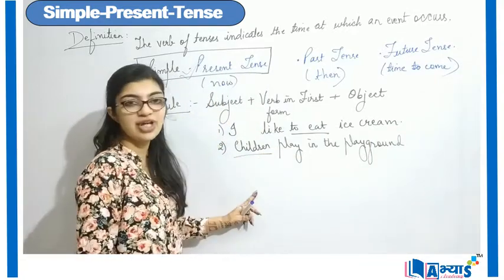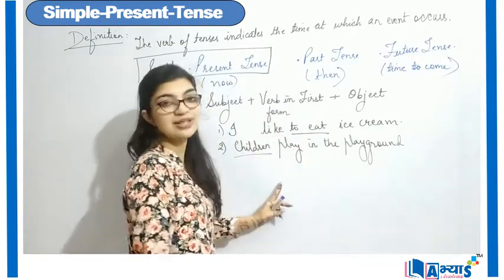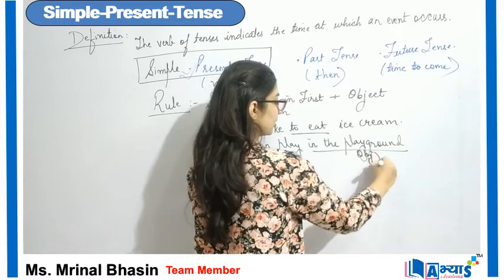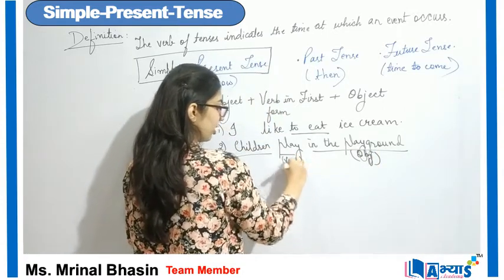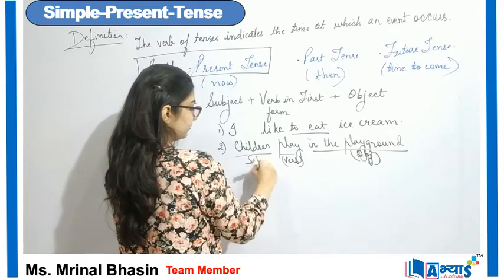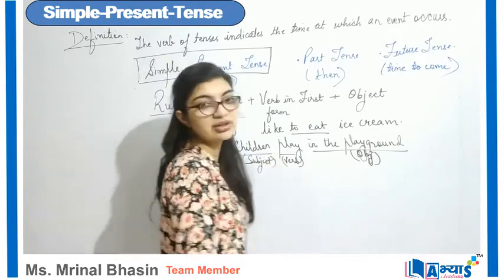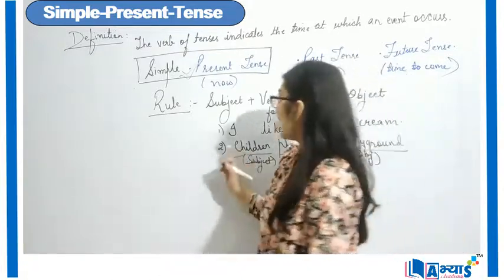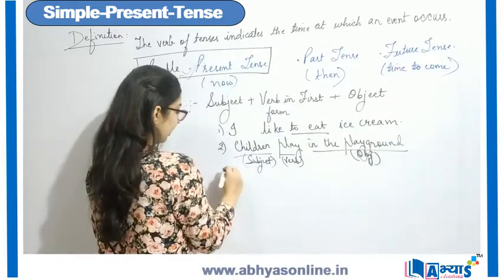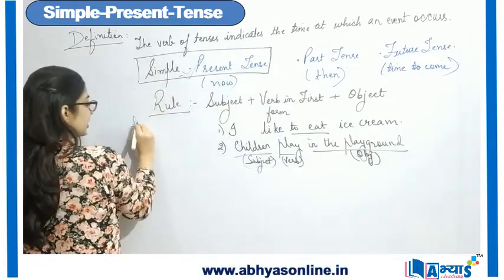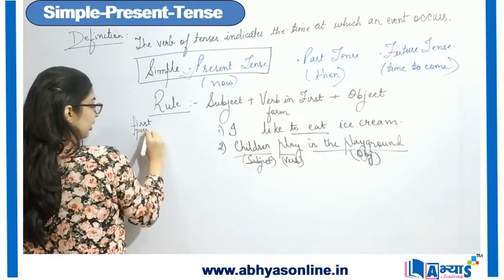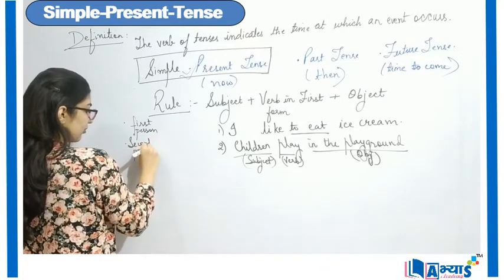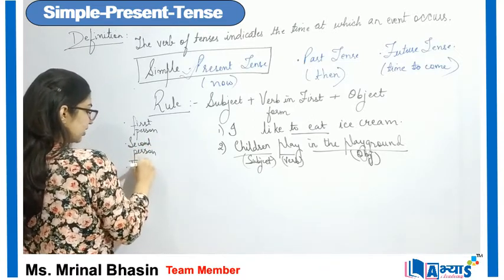Children is again my subject. The verb in first form is play, right? And in the playground is my object. So this is my object, this is my verb in first form, and this is my subject. So these were the examples of simple present tense. Now this simple present tense can be in first person, it can be in second person and it can be in third person.